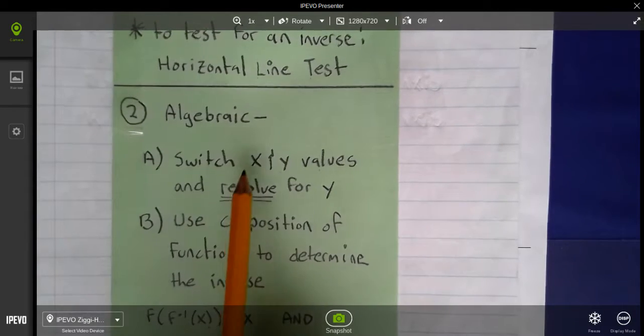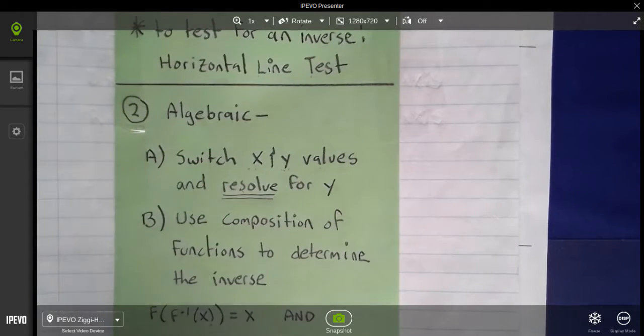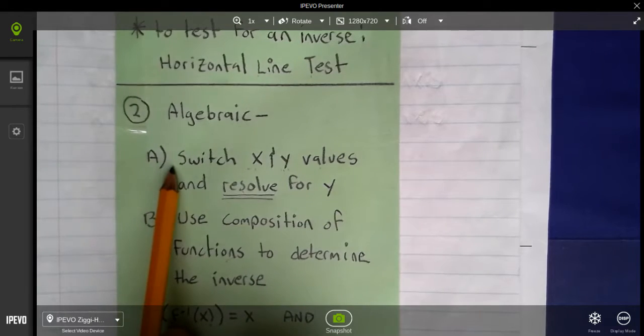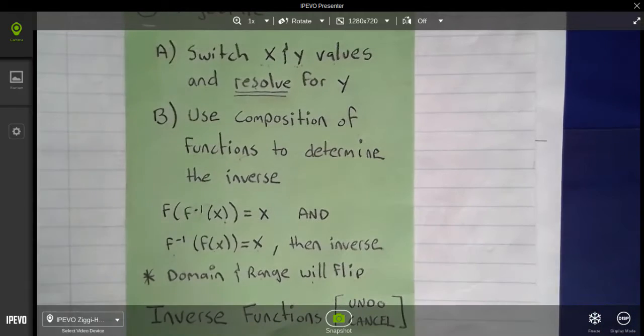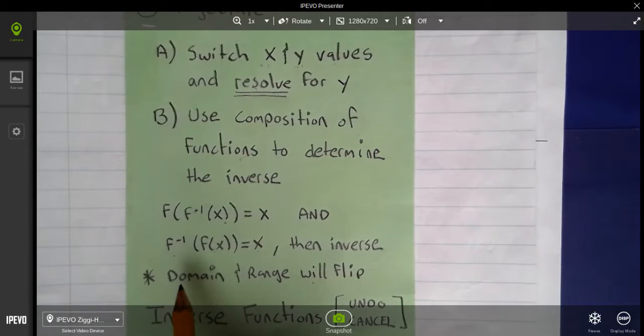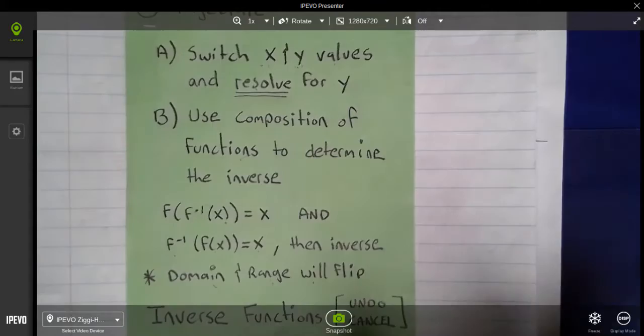Algebraically, we switch x and y. That's step 1, switch x and y. Now, you could use composition of functions. We're not going to do that, I'm just reviewing that there. We're going to do step 1, switch x and y. And the other key here is to find the inverse, we flip the domain and range. All right, so with those reviewed, let's come back to our example.